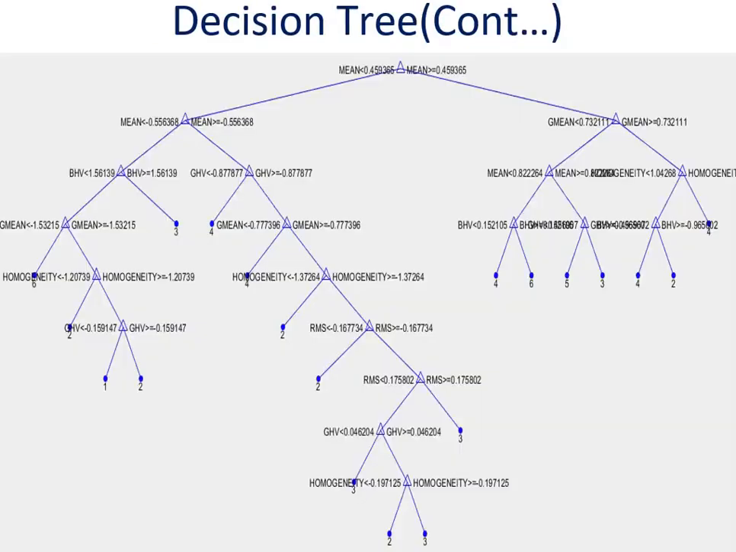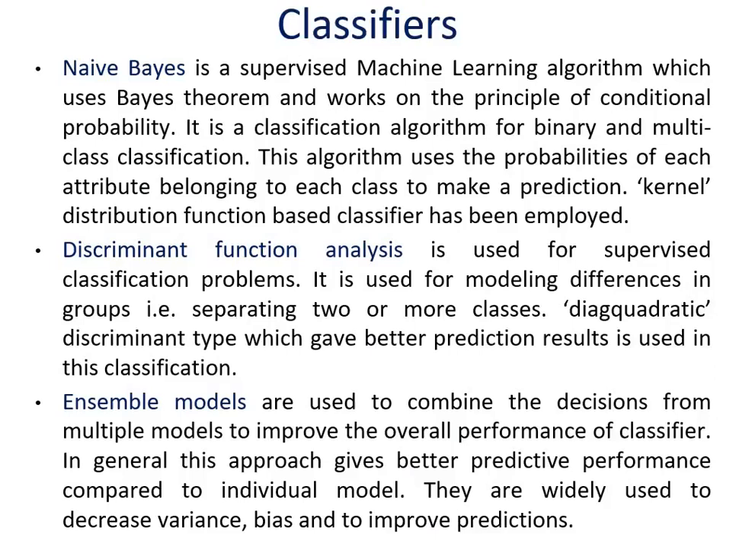This is the decision tree that we have obtained after applying those features into the model. Naive Bayes is also one of the supervised machine learning classifiers which works on the principle of conditional probability. It is a classification algorithm for multi-class classification problems. It uses the probabilities of each attribute belonging to each class to make predictions. Here we have used kernel distribution function.